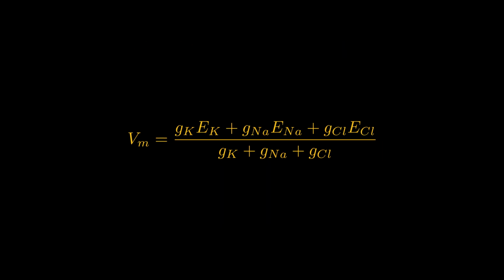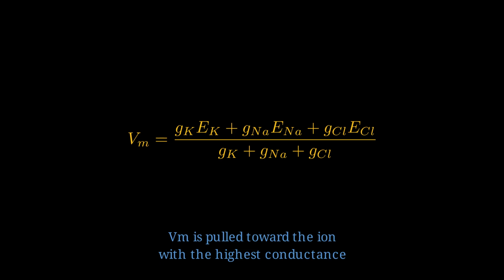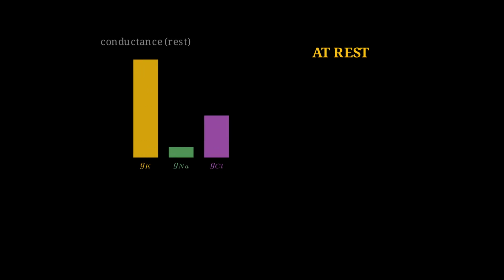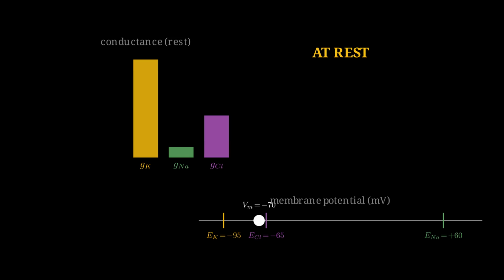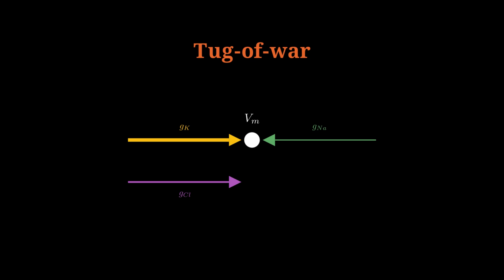Looking at what the equation is saying, the membrane potential is pulled towards whatever equilibrium potential has the highest conductance. If potassium conductance is largest, as it is at rest, then the membrane potential sits close to the equilibrium potential of potassium. But if sodium conductance suddenly rises, as it does during an action potential, then the membrane potential swings towards the equilibrium potential of sodium. So, the resting membrane potential is not a fixed property. It is a tug-of-war between the ions, and conductance determines how hard each ion is pulling.